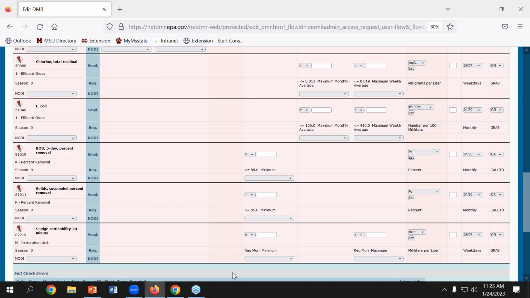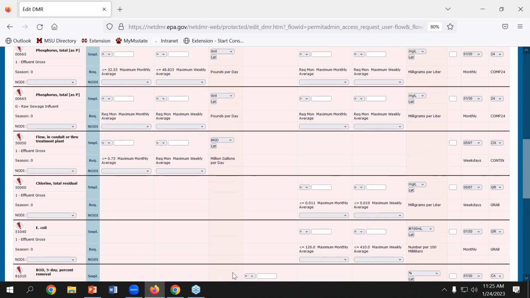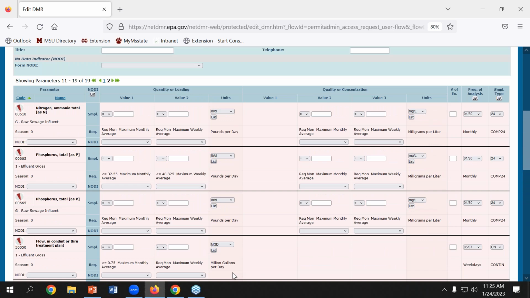Now, one thing that I failed to mention, and that, by the way, is also a weekday requirement. One of the things that I failed to mention, go back to the top, is that the DMR also allows you to input the number of exceedances.